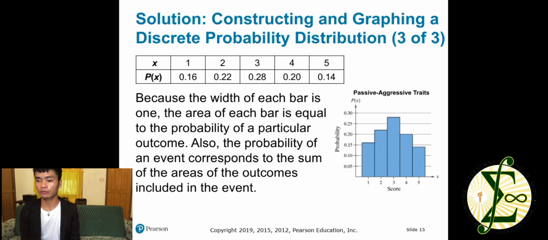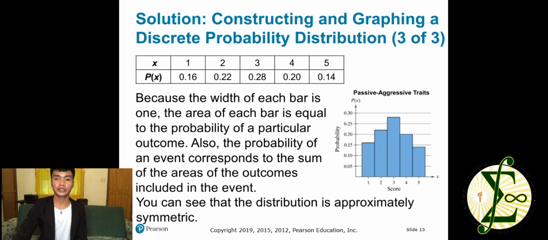So we put our score, which is the x, and the probability will be the y values, because the probability depends on the score. As shown, score 1 is 0.16, score 2 is 0.22, score 3 is 0.28, score 4 is 0.20, and score 5 is 0.14. So we have now the histogram. Remember that the taller the bar, the higher the probability.